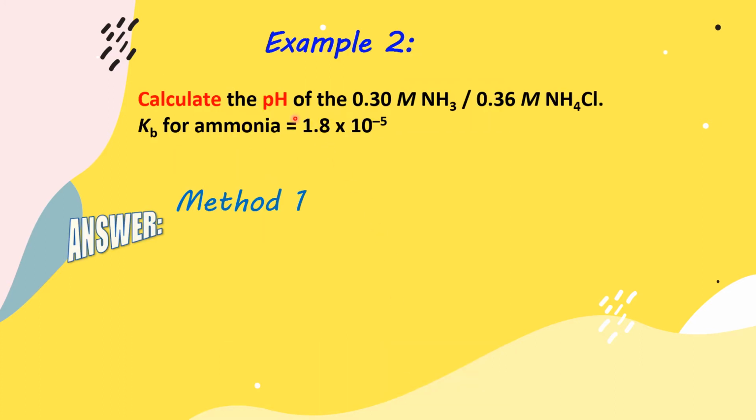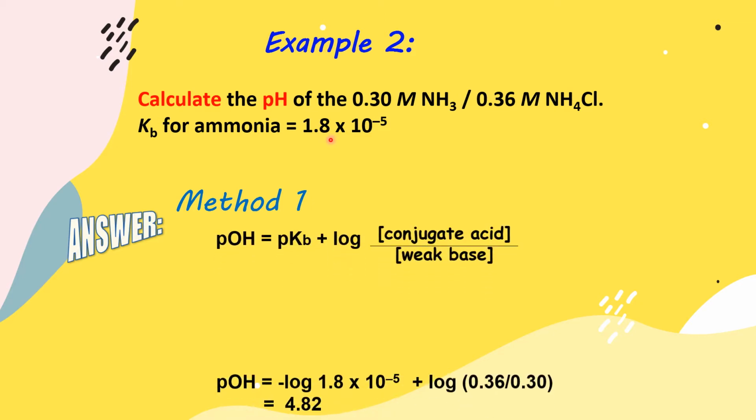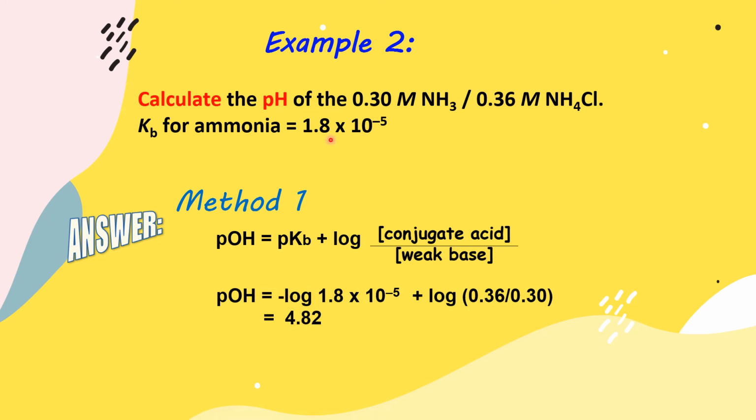Now check the calculation. Example 2, find the pH of 0.3 molar ammonia and 0.36 molar ammonium chloride, and Kb is given. So first method, you have to write down the formula, then we substitute, and then we get pOH equal to 4.82. But the question asks about pH. So the property of pH and pOH is pH plus pOH equal to 14. So pH equal to 9.18. The question asks about pH, so we use 14 minus pOH, and we get the answer.